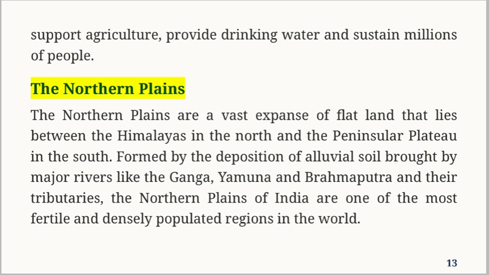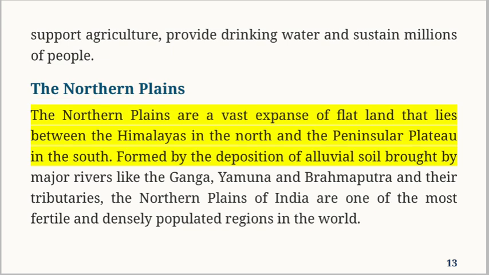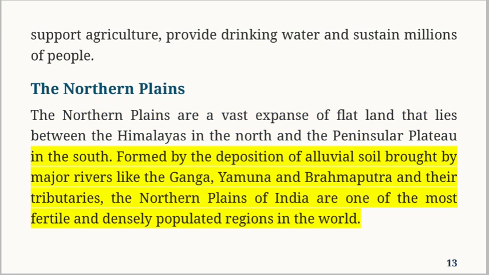The Northern Plains. The Northern Plains are a vast expanse of flat land that lies between the Himalayas in the north and the peninsular plateau in the south. Formed by the deposition of alluvial soil brought by major rivers like the Ganga, Yamuna, and Brahmaputra and their tributaries, the northern plains of India are one of the most fertile and densely populated regions in the world.